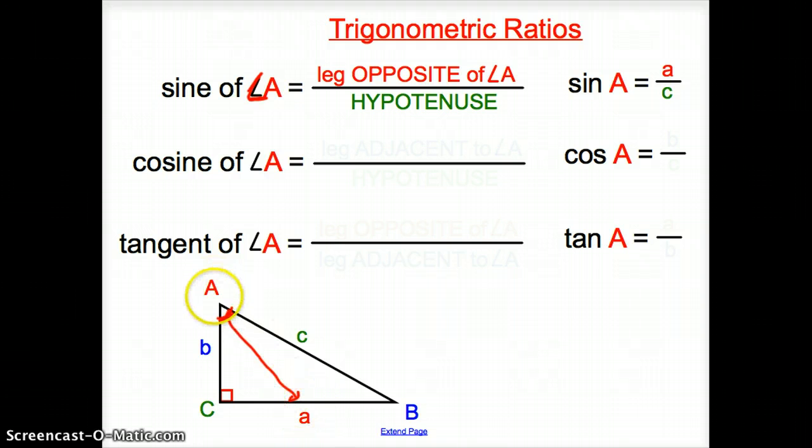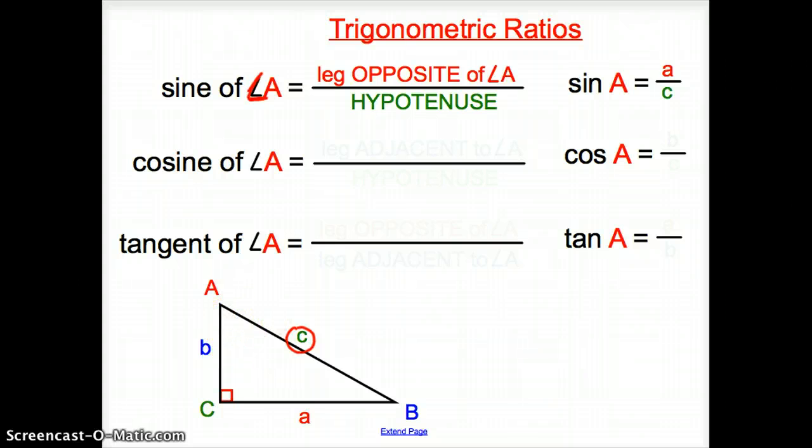Notice how the angle is a capital letter and the side is a lowercase letter, and that's going to be true for almost all geometry that you take next year. Then it's the leg opposite of angle A over the hypotenuse. Well, what's the hypotenuse? The hypotenuse is always going to be the longest side across from the 90-degree angle, which is C. So sine of angle A would be little a, which is across from the big A, over C. So that's one of the trigonometric ratios.